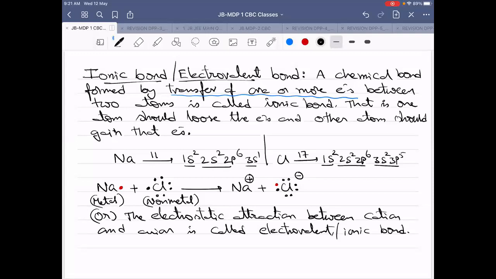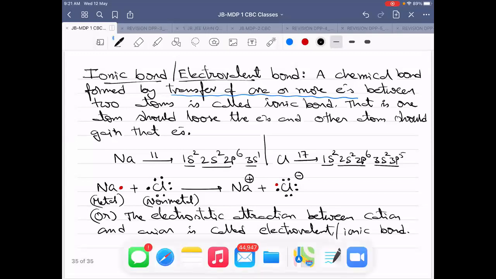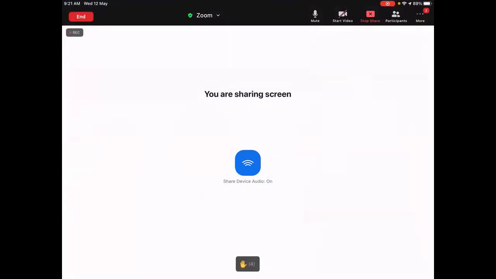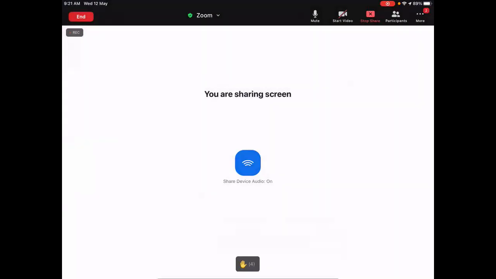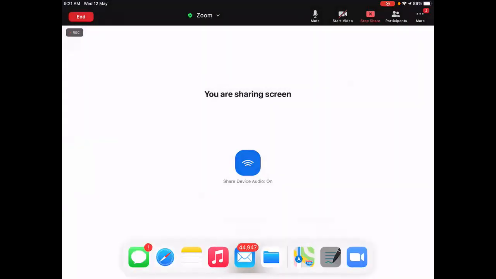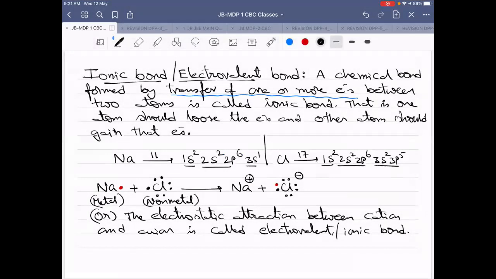Copied, everybody? Okay. Meanwhile, I'll give the option also. You may need the time to type also. Others can continue copying.